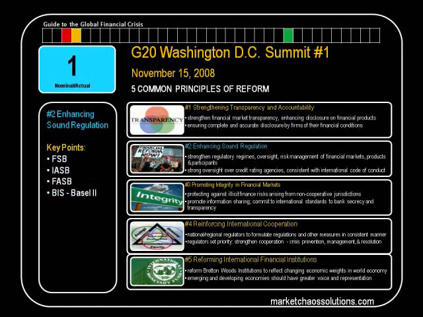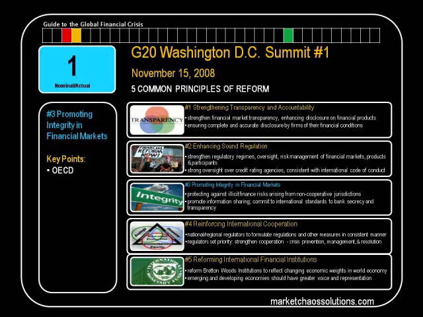Enhancing sound regulation. Strengthen regulatory regimes, oversight, risk management of financial markets, products and participants, strong oversight over credit rating agencies, consistent with International Code of Conduct. Key organizations are the Financial Stability Board, the International Accounting Standard Board, the Financial Accounting Standard Board, and the Bank of International Settlements Basel Committee.